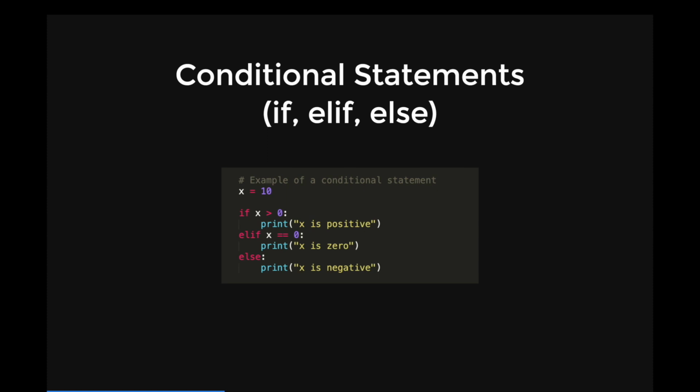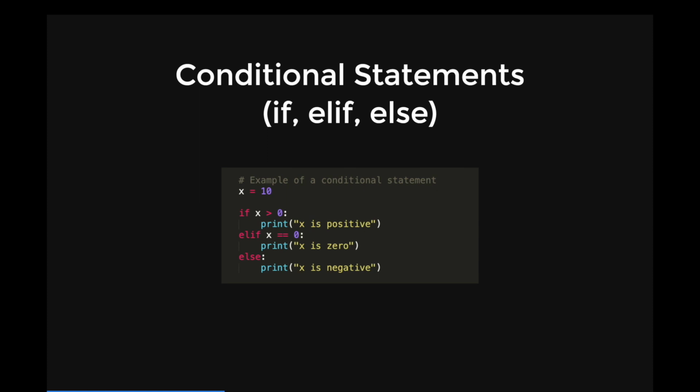Conditional statements allow you to execute different blocks of code based on whether a certain condition is true or false. The main conditional statements in Python are if, elif, which is short for else if, and else. Here is an example. First, I'm assigning x the value 10. Then I'm saying if x is greater than 0, print x is positive, which will be true.